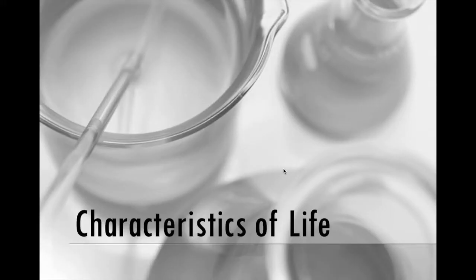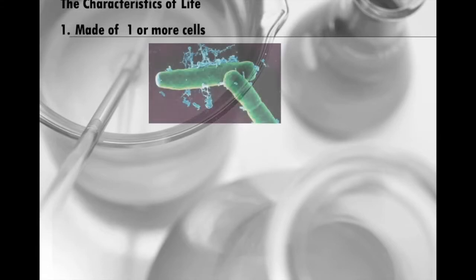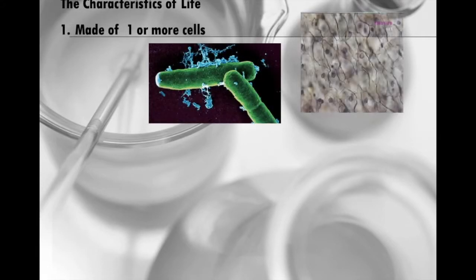Today we're going to talk about the characteristics of life. All living things share all of these characteristics. The first one that we're going to talk about is made of one or more cells, and the picture right here shows a bacteria with some white blood cells that are attacking it. A bacteria, even though it's really, really small, is still considered a living thing because it's made of a cell and has all the other characteristics.